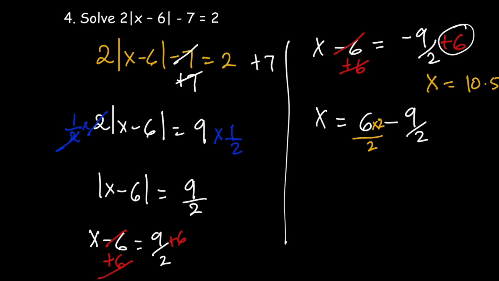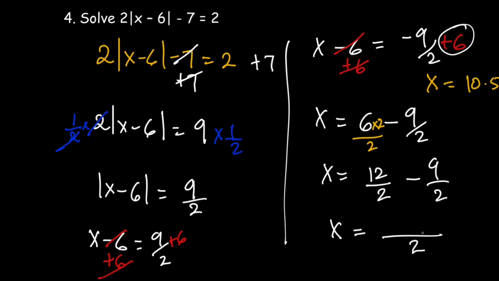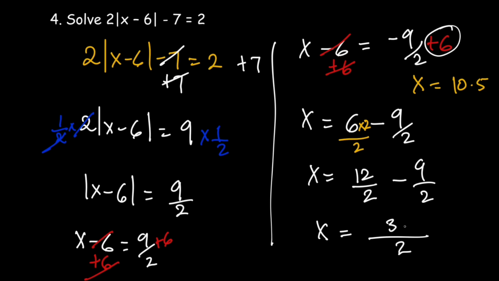So here we have x equal to 6 times 2, which gives me 12 divided by 2, then minus 9/2. Now that we have common denominators, the denominator is going to be 2. Then 12 minus 9 gives us positive 3, so 3/2, which is also the same as 1.5. So the other value is x equal to 1.5, or better still, x is equal to 3/2.